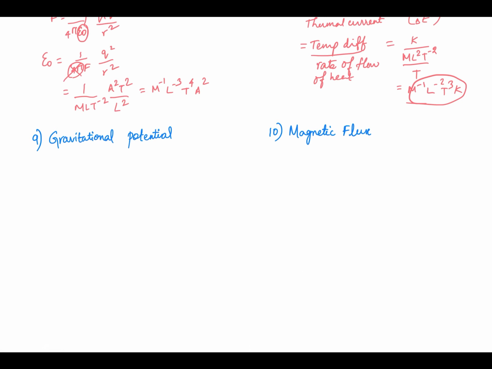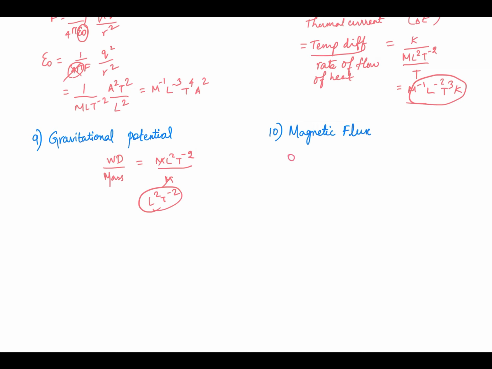Let's go to gravitational potential now. What is the dimension of gravitational potential? It is work done per unit mass. It is mL square T minus 2. Force into distance, that is work done, right? And mass is m, so it becomes L square T minus 2. This is a dimension of gravitational potential.